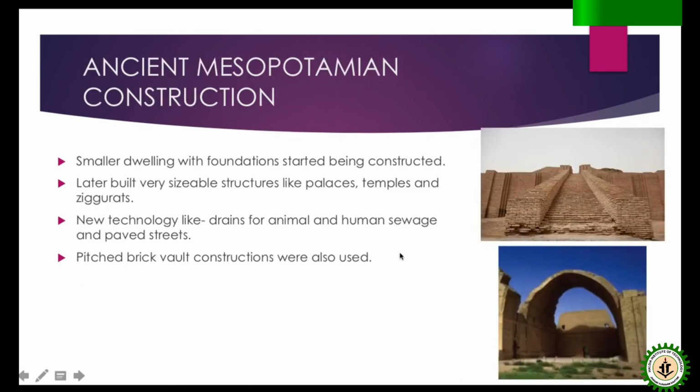Next, ancient Mesopotamian construction. First was this Mesopotamian construction: smaller dwellings with foundations. So the concept of foundations came into picture. Foundations means we transfer the load of the building to the underground, some hard strata. This is called foundation. Later they built very sizable structures like palaces, temples, ziggurats. These are ziggurats. You can see the type of construction. All the bricks are visible.